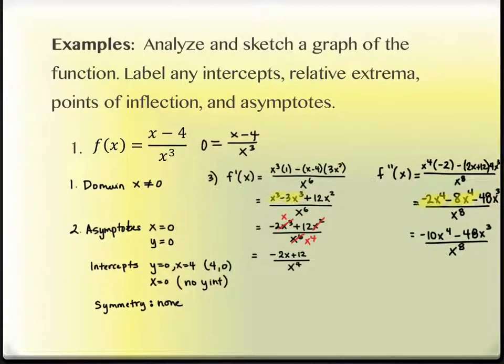And everything has at least an x cubed in it this time, right? So I can do what I did in the last one where I reduce everything by an x cubed factor. So the x to the 4th will become x, the x to the 8th will become x to the 5th, and of course the x cubed will simply reduce out completely. So I have negative 10x minus 48 over x to the 5th.